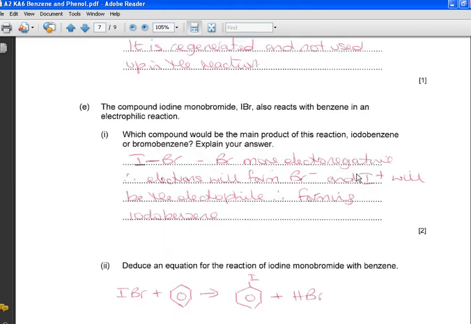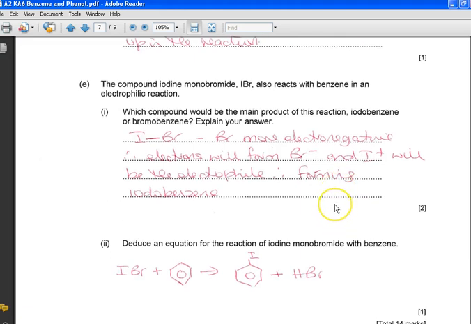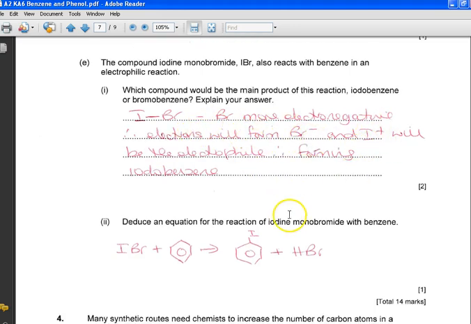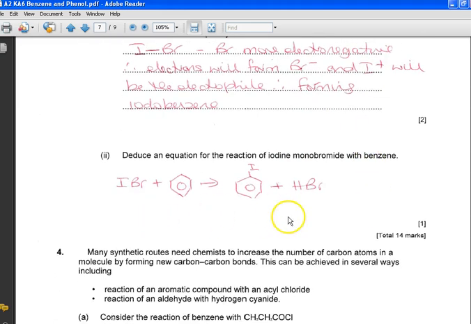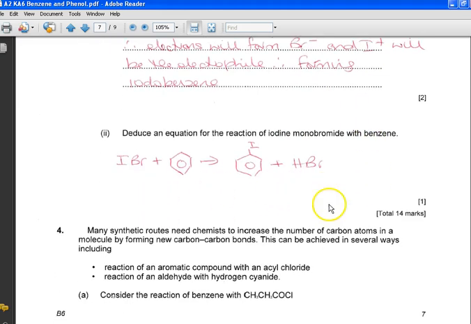Okay, this is calling on some AS knowledge here, really. We looked at iodine halogen bonds back in AS when we were looking at hydrolysis. Iodine, bromine, iodobromide. Some of you made the statement bromine is more electronegative, and then went on to say that it would form the electrophile, which doesn't make sense. So think about what you're writing when you're writing it. If it's more electronegative, the electrons are going to form Br minus, which is going to leave I plus, and then you're going to form iodobenzene. Okay, and here's the equation that you can expect to see.